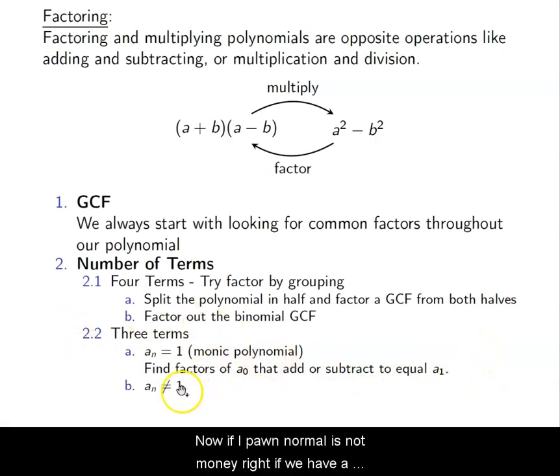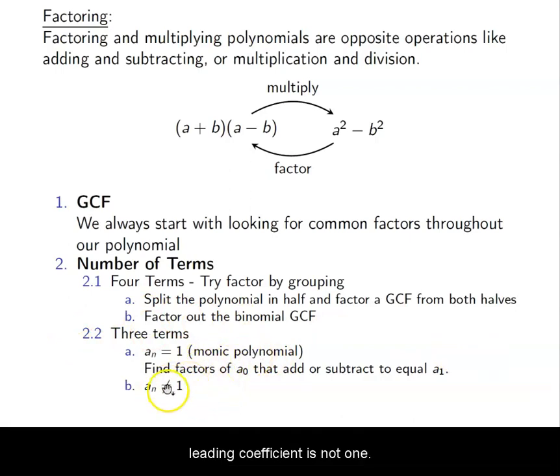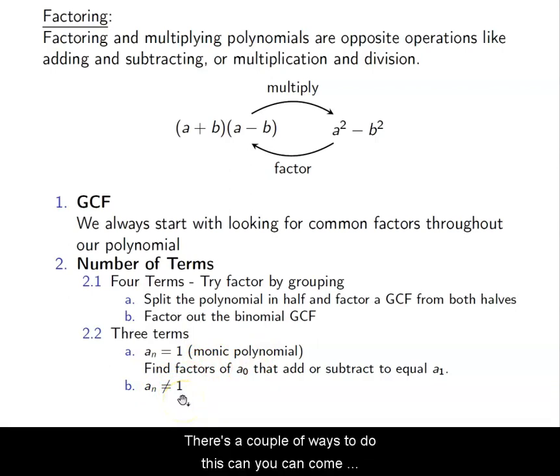Okay. Now, if our polynomial is not monic, if we have a leading coefficient that's not 1, there's a couple of ways to do this. You can come back and do a factor by grouping. You can turn it into a 4-term polynomial.